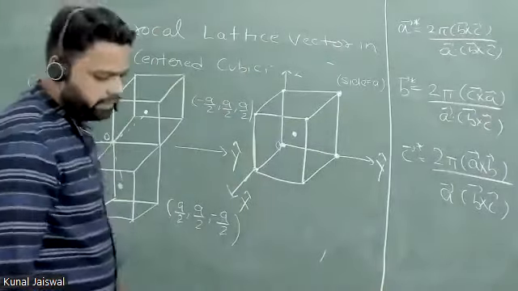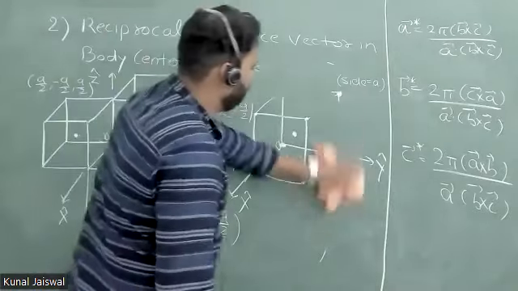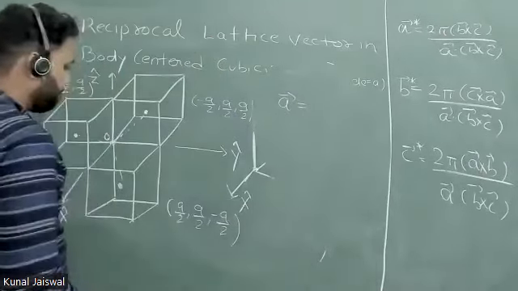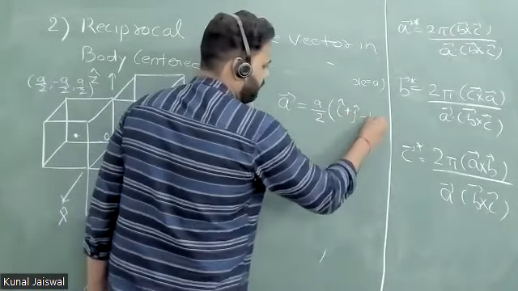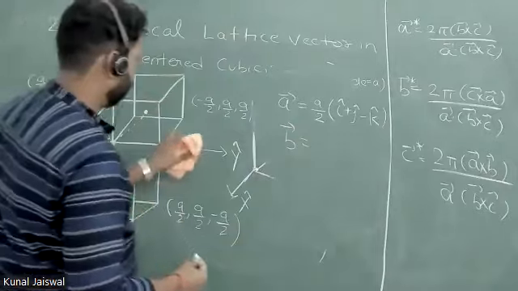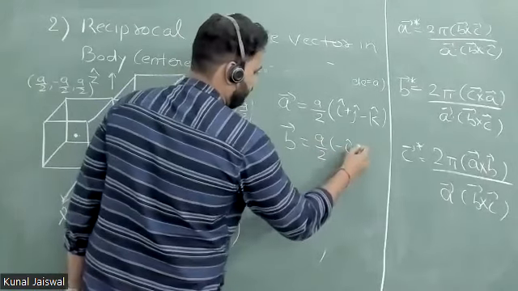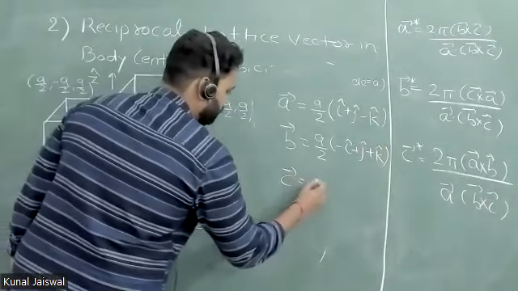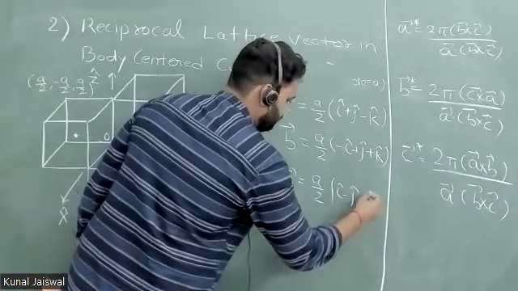Okay, so basically what will be our direct lattice vector and primitive lattice vector? The coordinates we have already defined. So what will be our direct lattice vector? First of all, tell me, what will the A vector be? A vector is a/2 (i cap plus j cap minus k cap). We are considering this atom. For the B vector, it is a/2 (minus i cap plus j cap plus k cap). And similarly, the C vector is a/2 (i cap minus j cap plus k cap).